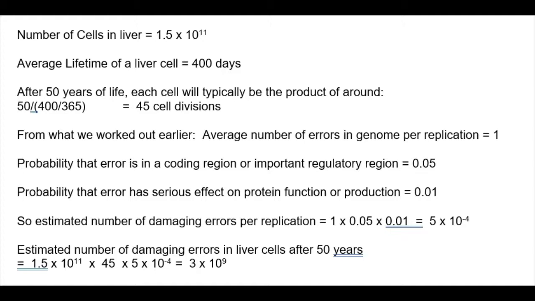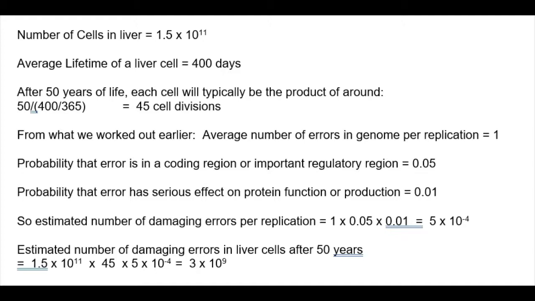Okay, so we're going to focus on a liver for a change this time. If you take an adult liver, it typically has about 1.5 times 10 to the 11, so 1500 billion cells in it. And the average lifetime of a liver cell is about 400 days, so it's a lot less than that 7 years that we took as our average, because liver cells are very reactive, and in particular they spend a lot of time dealing with toxic substances, and that limits their lifetime. So 400 days is a sort of typical lifetime.